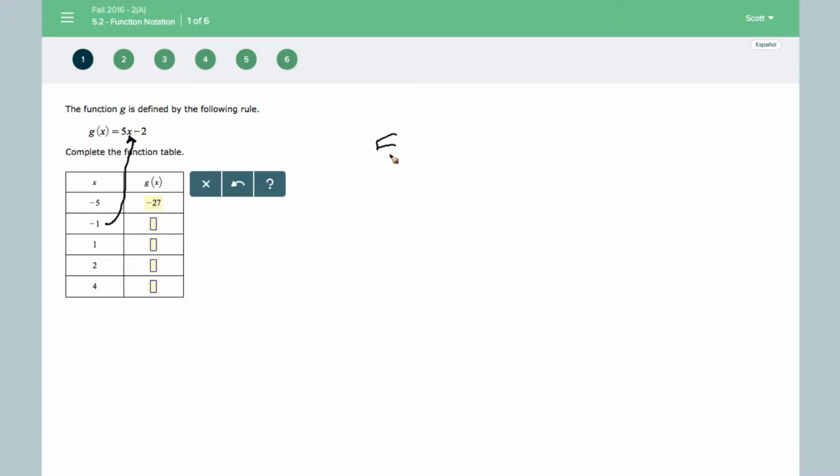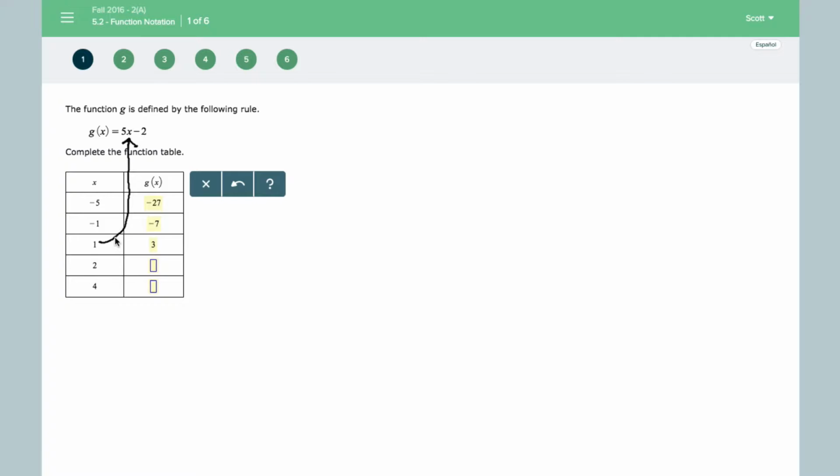We have 5 times -1 minus 2. And always replace the x or whatever variable using parentheses. You always want to use parentheses. 5 times -1 is -5. -5 minus 2 is -7. So here we would just put -7. Next one, a 1. 5 times 1 is 5. 5 minus 2 is 3.